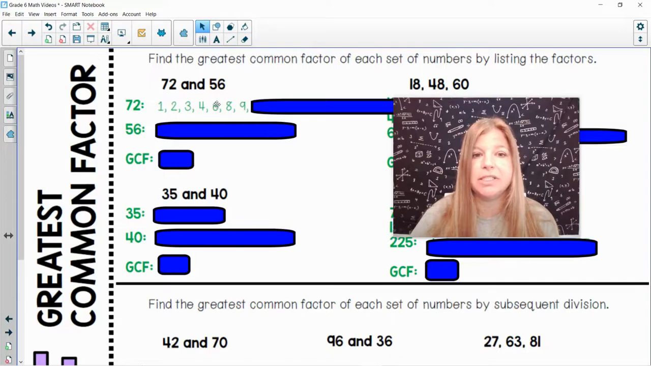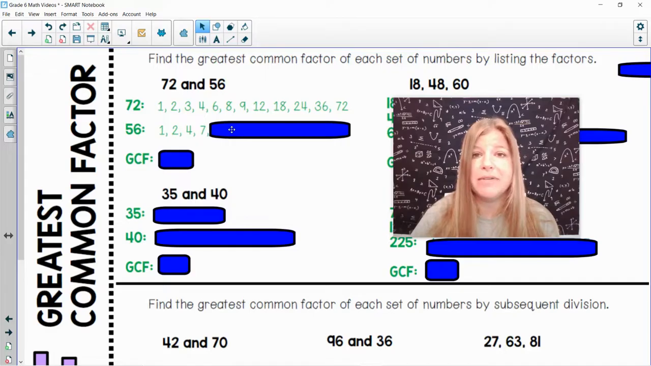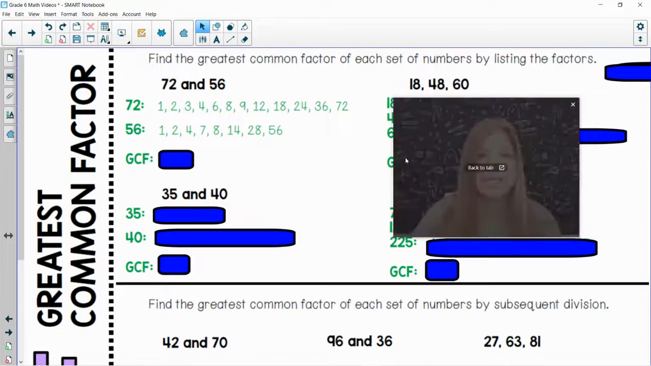Like 8 times 9 is 72. 6 times what is 72? It's 12. 4 times what is 72? It's 18, and so on. 3 times 24, 2 times 36, and then 1 times 72. Let's list the factor pairs of 56. 1, 2, 3 doesn't go into 56, but 4 does. Not 5, not 6, but 7, because 7 times 8 is 56. So once I have that match, then I can work backwards here. 4 times 14 is 56, 2 times 28, and then 1 times 56.